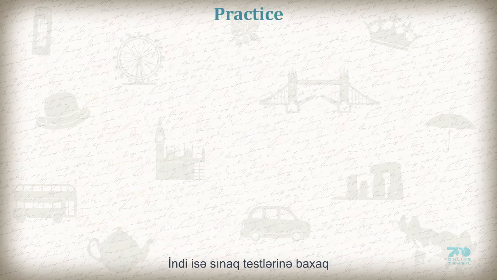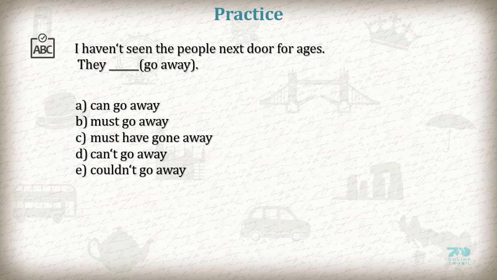Now let's have some trial test. You have to choose the right answer. I haven't seen the people next door for ages. They go away. A. Can go away. B. Must go away. C. Must have gone away. D. Can't go away. E. Couldn't go away.